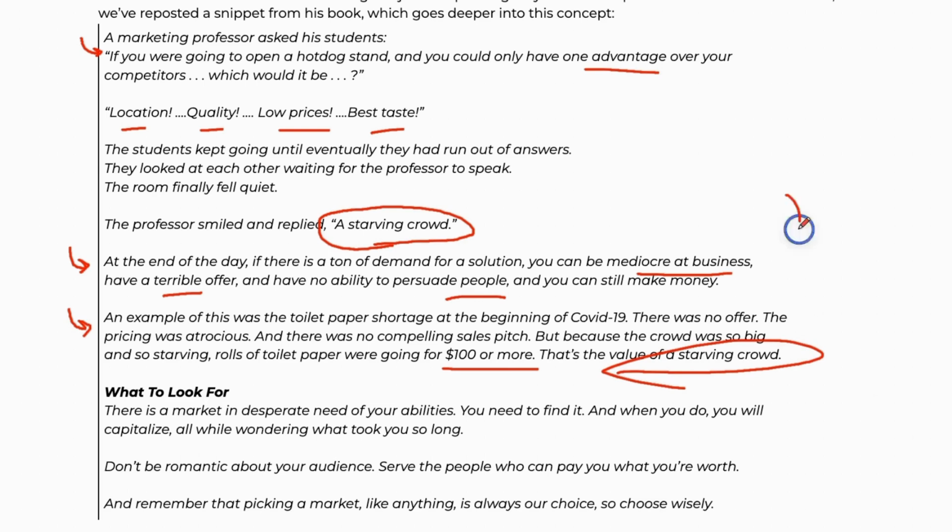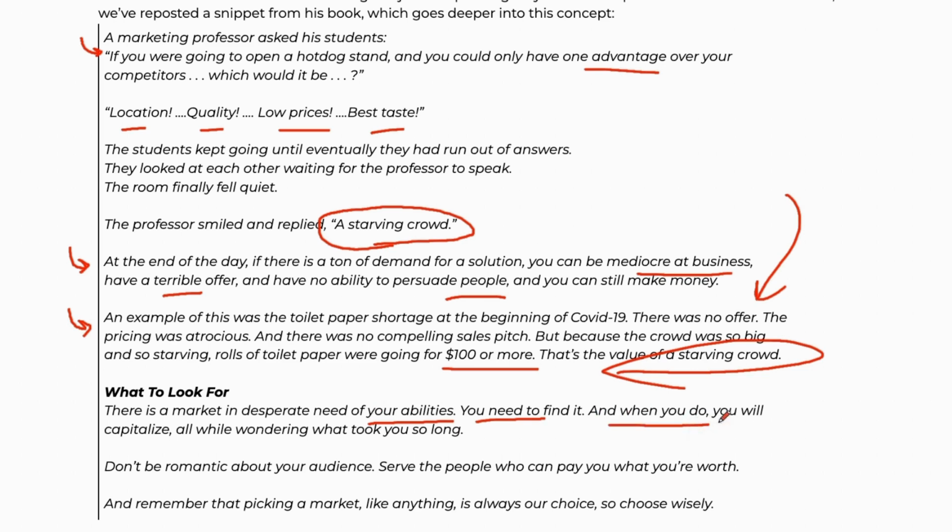And so when we talk about the importance of a starving crowd, if you just ride the wave of the market and the momentum, then a lot of times you might not even be that good of an entrepreneur. You might not even be that good at business. But because you're in the good market, just like Warren Buffett said, what boat you are in matters more than how hard you row, okay? And so what you're looking for is a market that is in desperate need of your abilities. And you need to find that, right? Because there is absolutely a market that fits with your abilities.